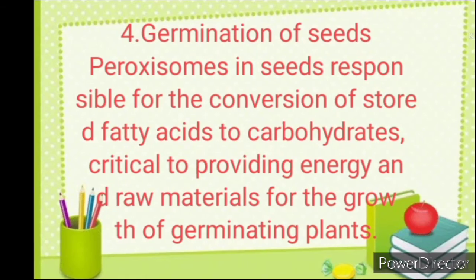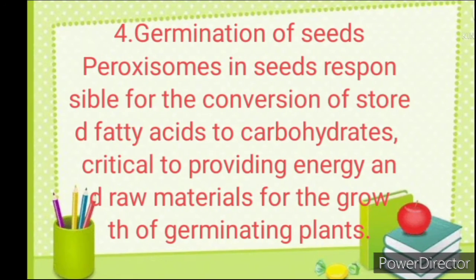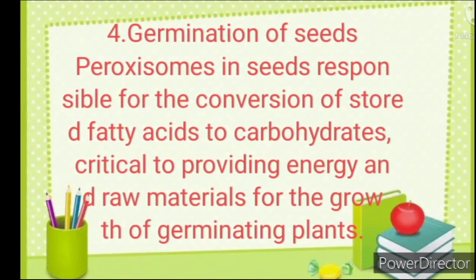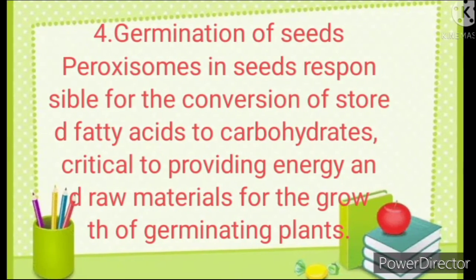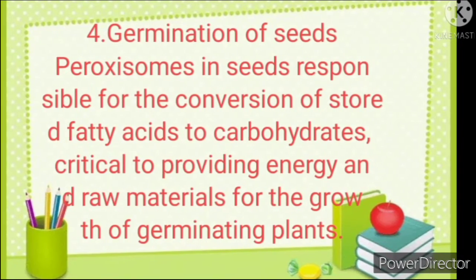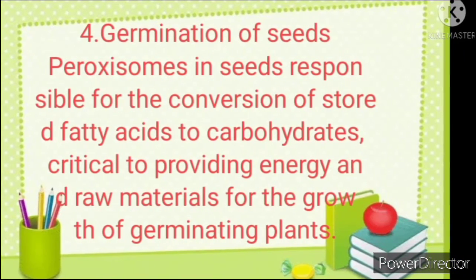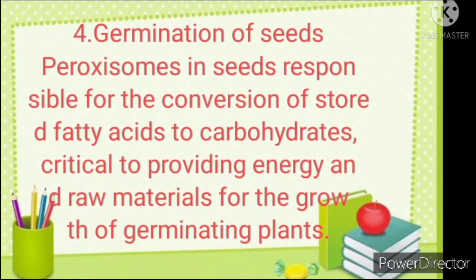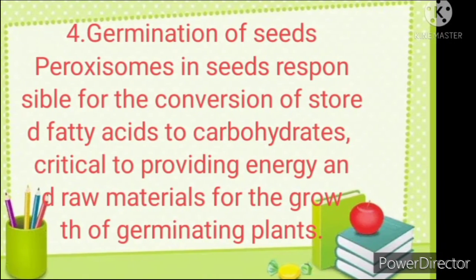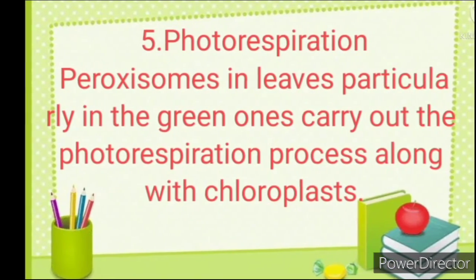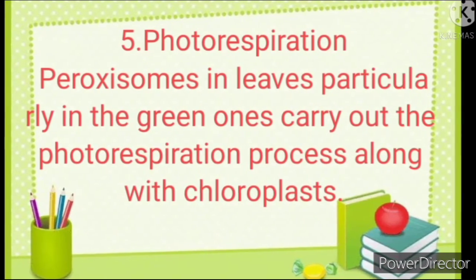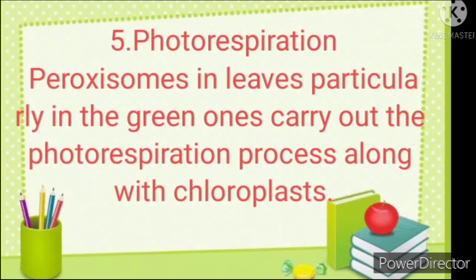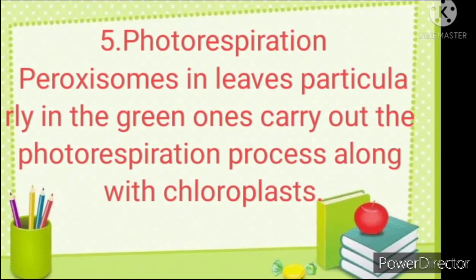Fourth is germination of seeds. Peroxisomes in seeds are responsible for the conversion of stored fatty acids to carbohydrates, critical to providing energy and raw materials for the growth of germinating plants. Fifth is photorespiration. Peroxisomes in leaves, particularly the green ones, carry out the photorespiration process along with chloroplasts.